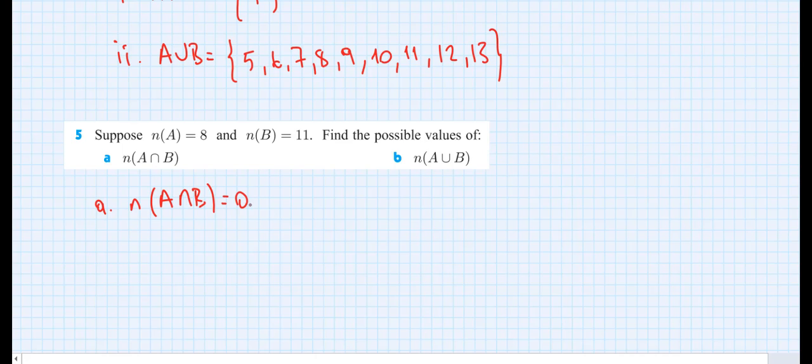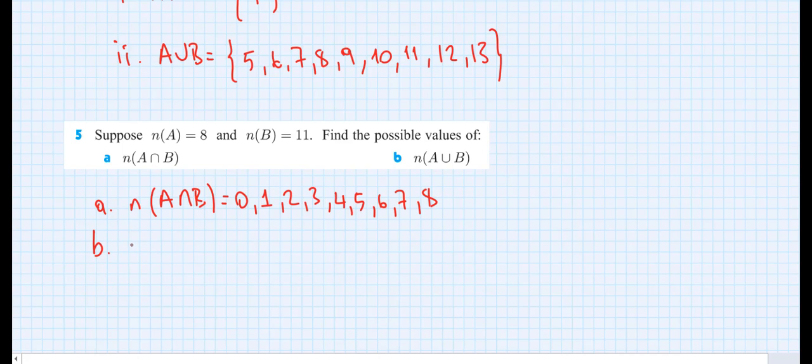It can be 0. How? It can be 8 elements totally different, 11 elements totally different, so they may have nothing in common. They may have 1 in common, 2 elements in common, 3 elements in common, 4 elements, 5, 6, 7, till the 8. So what does it mean? When I have 8 elements in common, A is a subset of B. So it's all the possibilities. And I hope you understood it, the possible values.